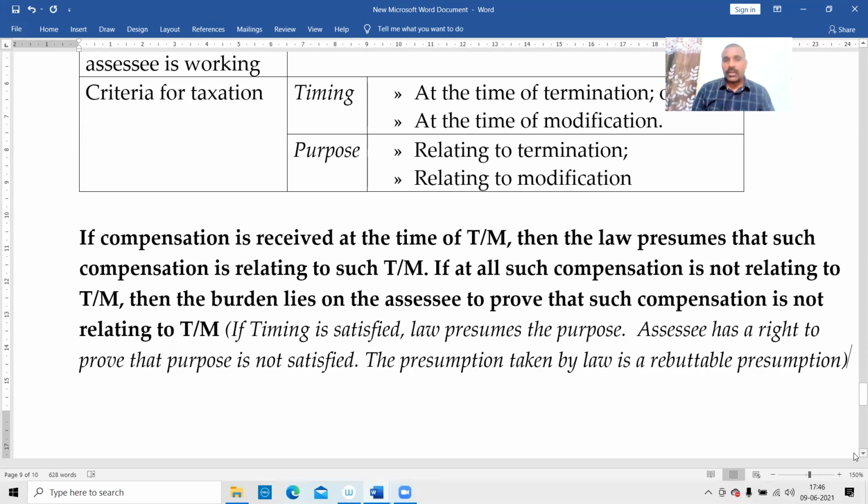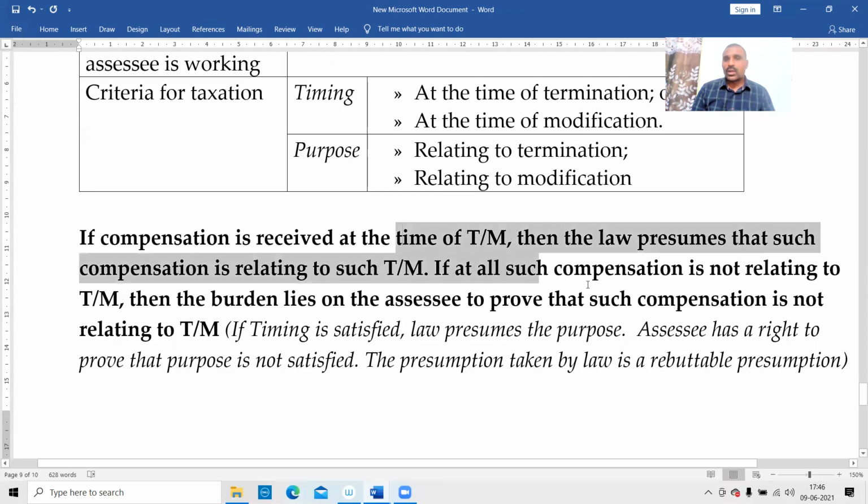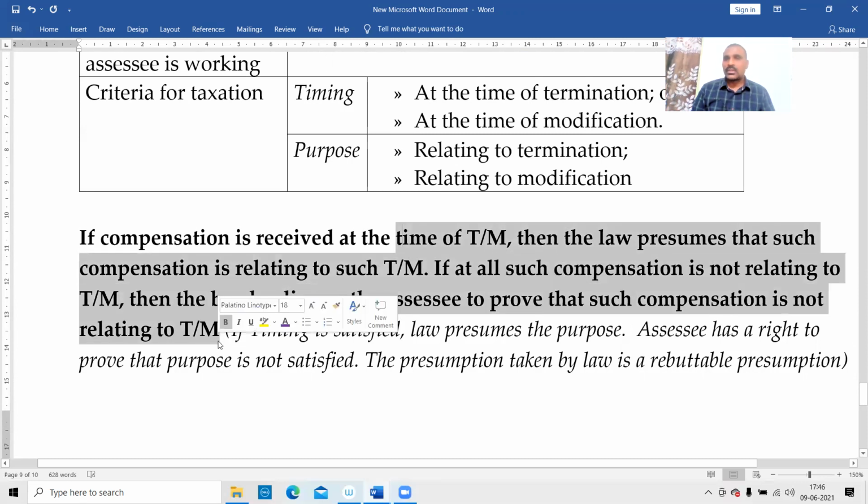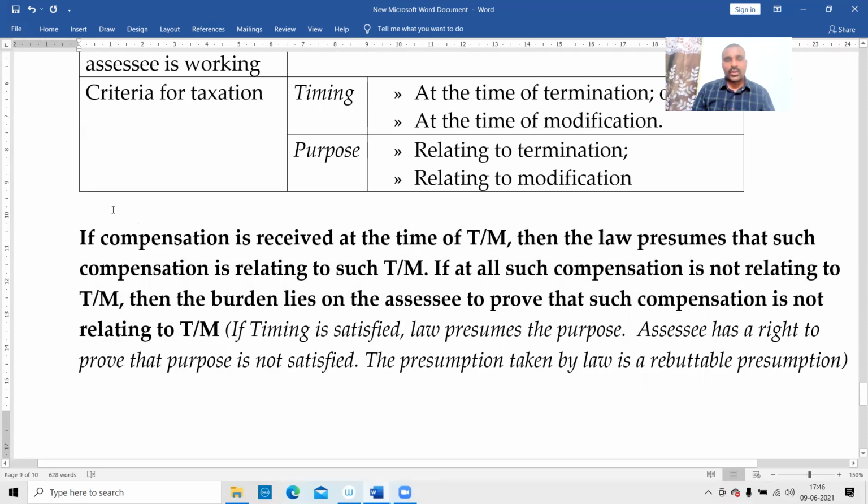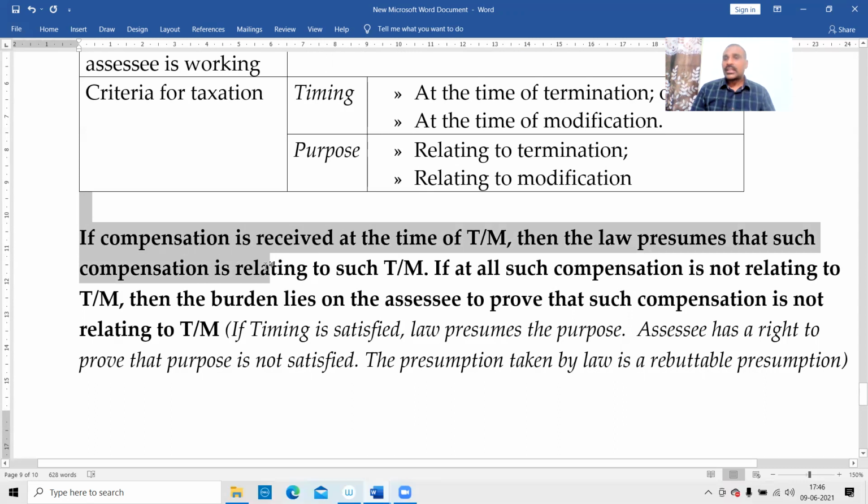Court presumes the assumption, but you can prove that the court presumption is wrong. We can prove that the court presumption is wrong. Okay, I hope once again you can read this point. If compensation is received at the time of termination or modification, then the law presumes that such compensation is relating to termination or modification.